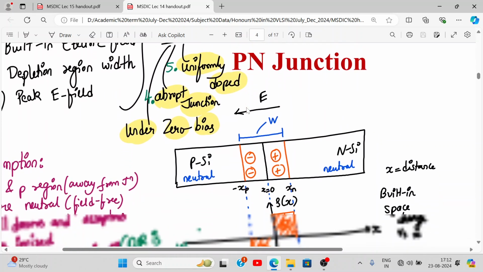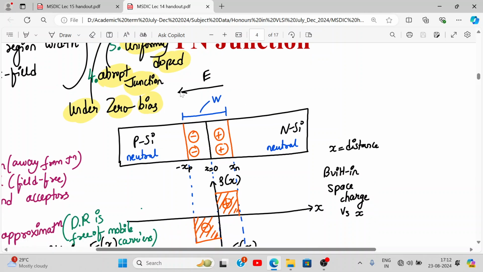Now, the internal electric field will be directed in this direction. Why? Because you have an internal built-in potential, and that built-in potential has a polarity as shown here. This is positive, this is negative. Because of this built-in potential, you have this electric field, which is called the internal or built-in electric field. So basically, we have to derive how this electric field looks and its expression.